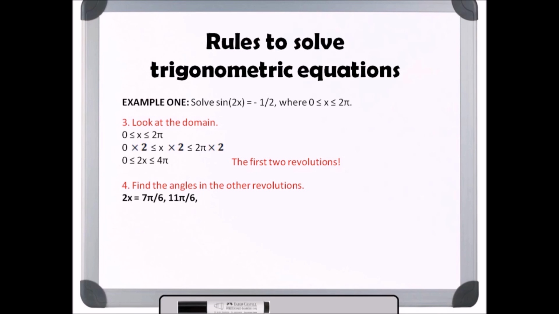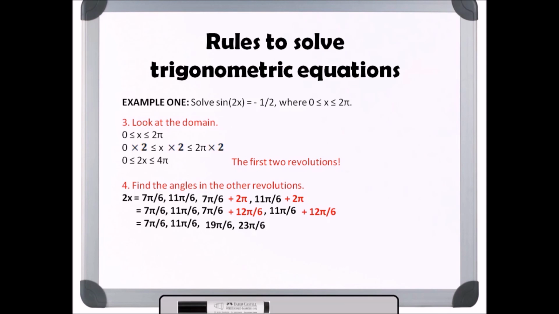So how do we go on to the other revolution angles? By adding one revolution forwards. And remember, how much is one revolution? 2 pi. So essentially, we just need to add 2 pi to our two first revolution angles to get our other revolution angles. And this can be written as 12 pi on 6 added on, which simplifies into 19 pi on 6 and 23 pi on 6.